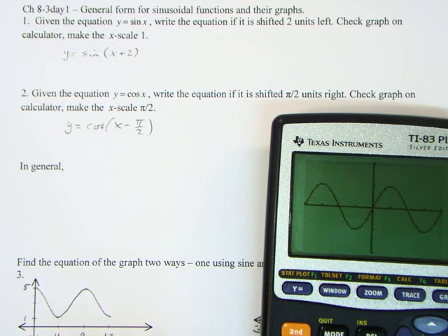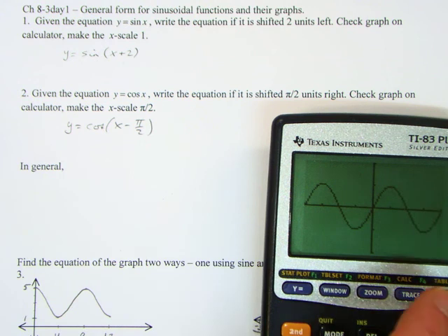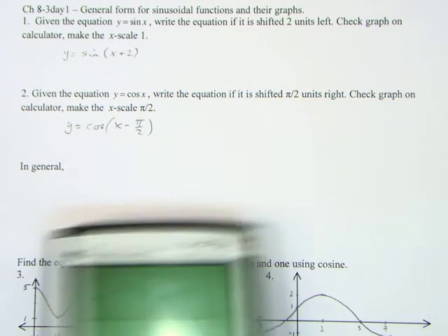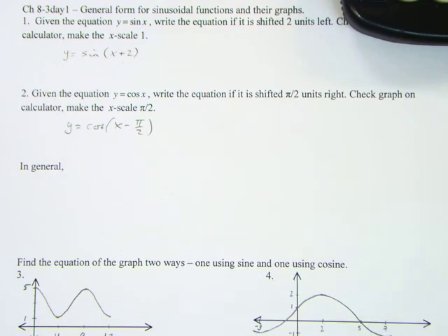What do you see there? Here's pi over 2, and cosine normally starts high. What does this graph look like? And so this is right. You should recognize that. That is the sine graph.